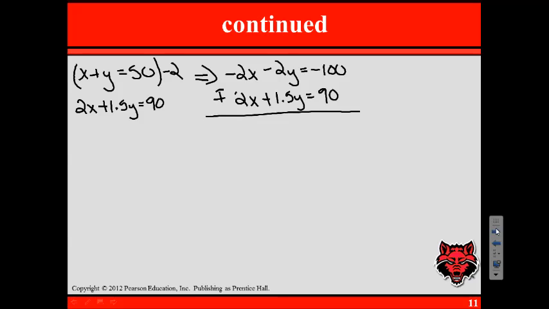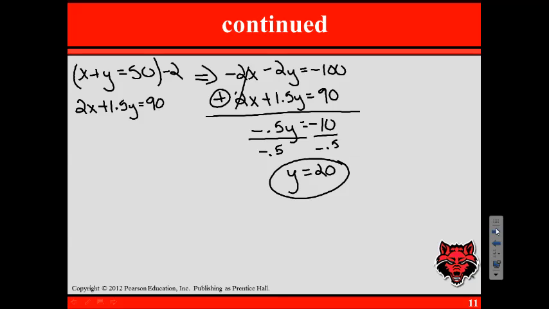When we add our components together, the x's cancel. We're left with -0.5y equals -10. So we divide both sides by -0.5, and we determine that y equals 20. Well, we can plug that value into the original first equation. x plus 20 equals 50. When we subtract 20 from each side, we find out that x equals 30.